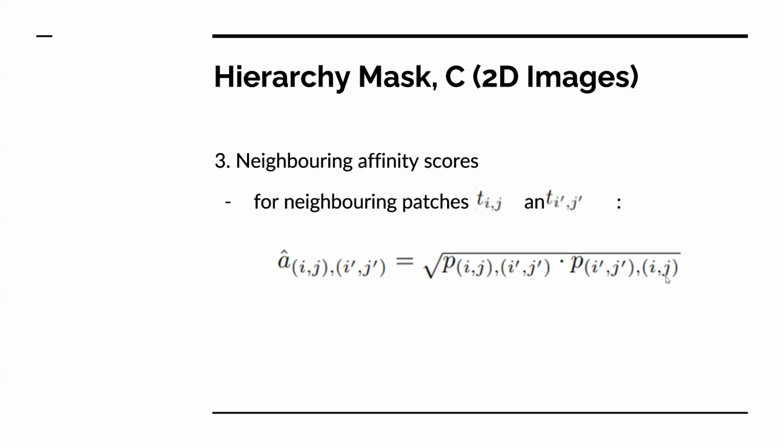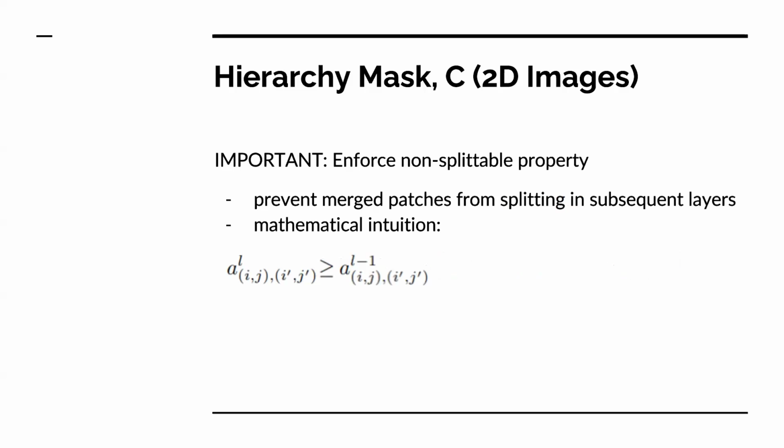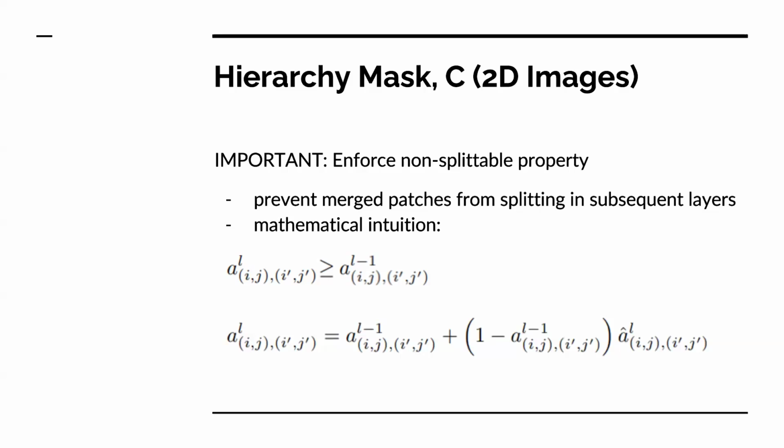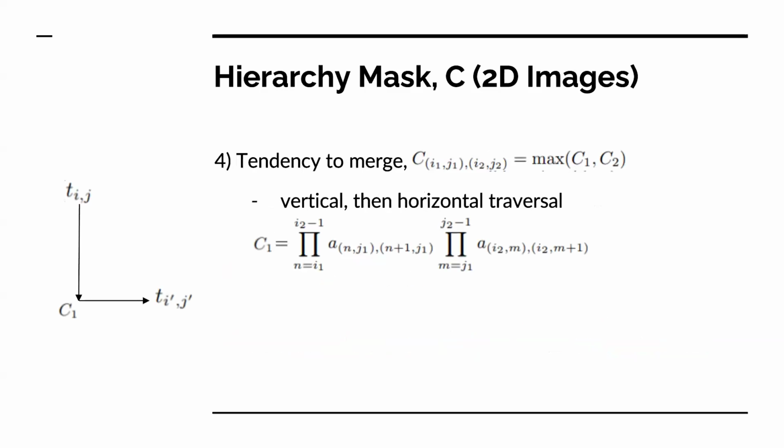Lastly, we're going to compute the affinity scores between any given neighboring patches. The formulation hasn't changed. You just compute it by using a geometric mean like this. And most importantly, you got to make sure the affinity values are higher in subsequent layers by enforcing a weighted sum, just like the case of text. And yeah, pretty much covers it for images.